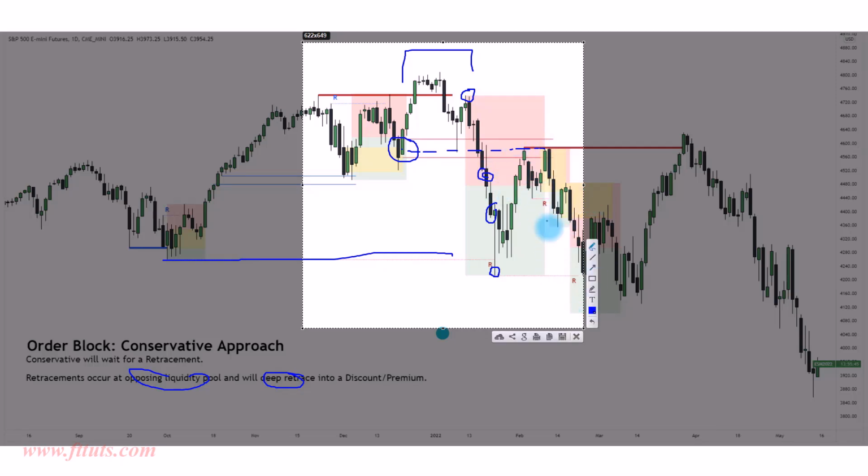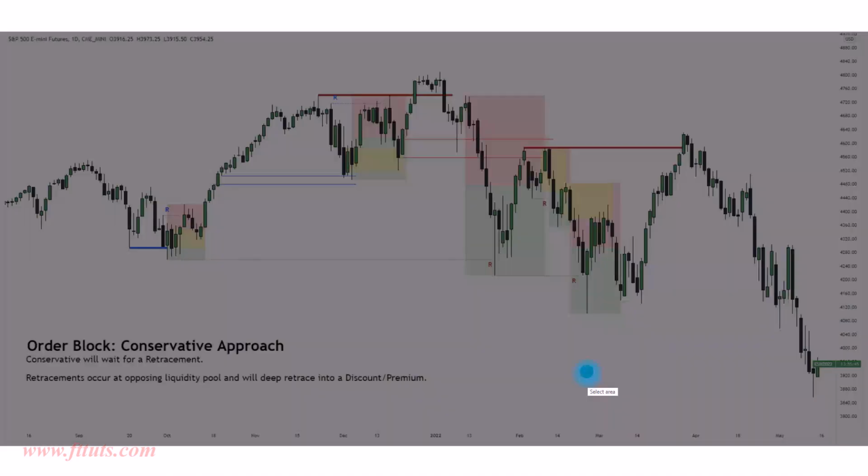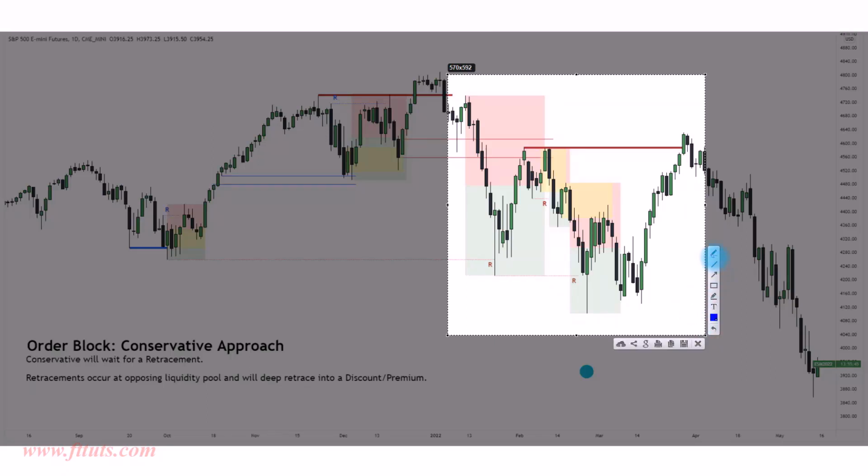Now, we can start resuming with bearish order blocks but since we're focusing on the conservative approach here, we have an order block being printed here. So what we're going to do is wait for a swing low to offer retracement. So opposing liquidity pool here will offer retracement into that order block. So that's the conservative approach. Waiting for a swing low to offer that retracement into the last up candle.